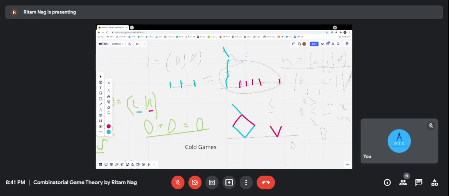The main point is that this idea remains preserved under addition. If position A is strictly better than position B for blue, then any position A plus X is guaranteed to be strictly better than position B plus X for blue. This is the main point. This idea of being a better position remains preserved.